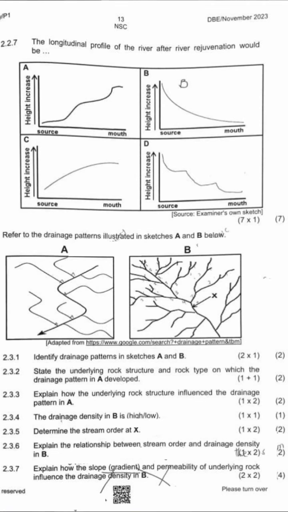Okay, so D has the correct height increase and the correct profile as well. So for 2.2.7, I'm going with D. Okay, so there we go. Again, guys, let me know in the comments what you think, what you wrote, what you might have learned, and what you think I made incorrect there.